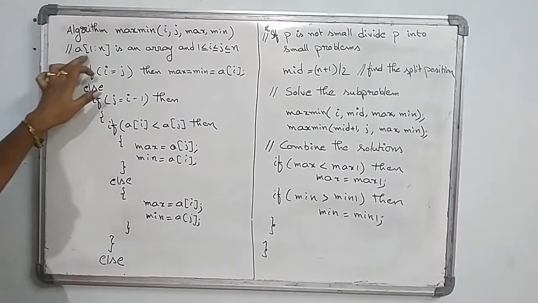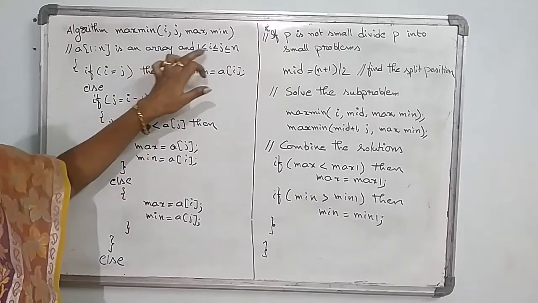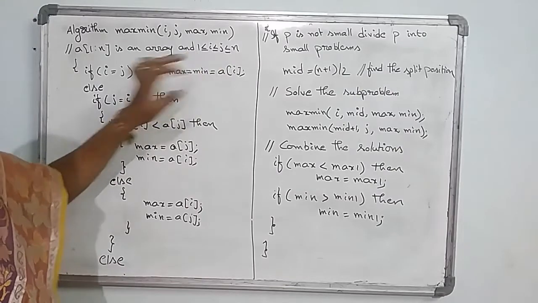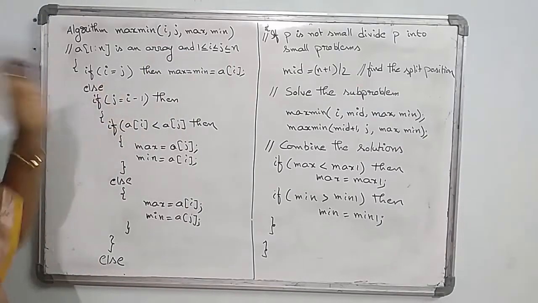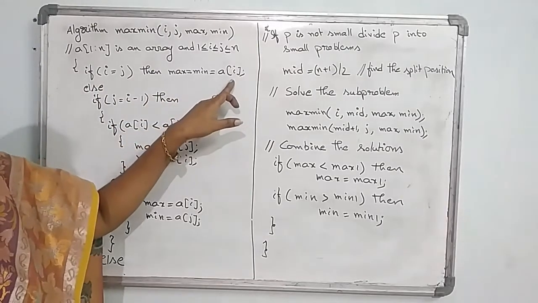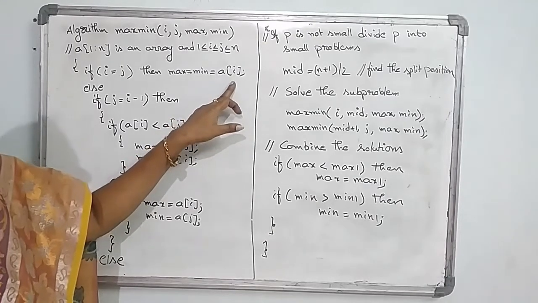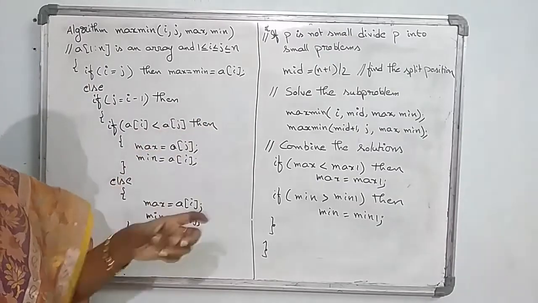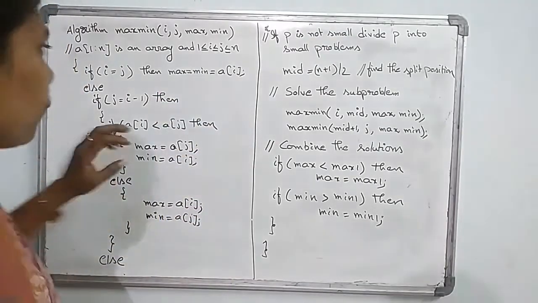If you take a[1..n] as an array of elements, with 1 ≤ i ≤ j ≤ n, we take the i and j values. If i equals j, so the i value and j value are equal, then max = min = a[i]. That means if I have only a single element, then that element itself is both the maximum and the minimum.